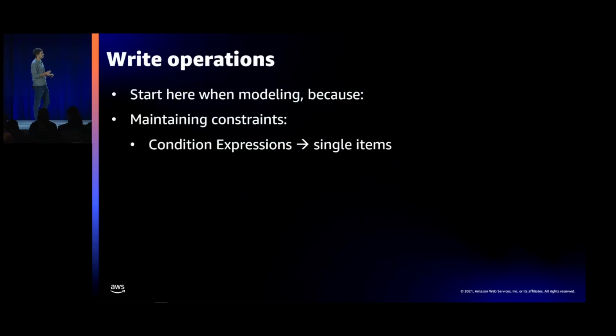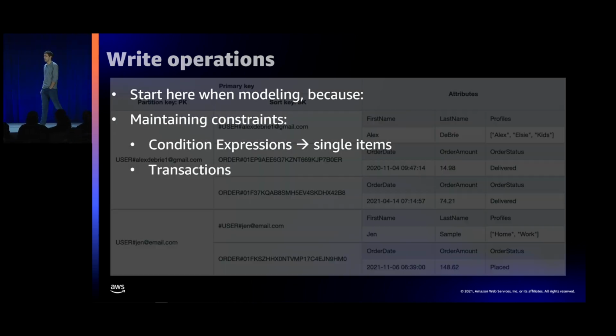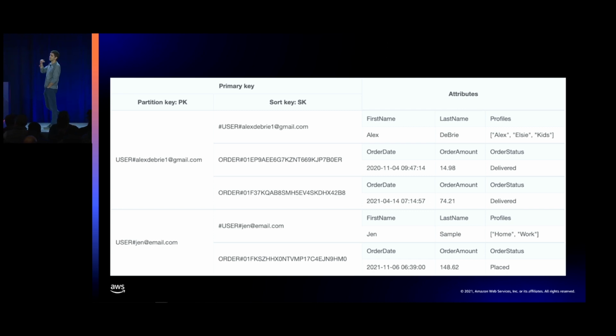Downside of condition expressions is they only operate on single items. So whatever item you're operating on, whatever item you're inserting, updating, deleting, you can only make that assertion against that particular item. You can't do assertions across items, across multiple items. If you do need to operate across multiple items, then you can use DynamoDB transactions. This is a feature that came out 3 years ago now, I think 2018 re:Invent, and it allows you to do conditions across multiple items. And when you're working on those items, those operations will succeed or fail together, right?